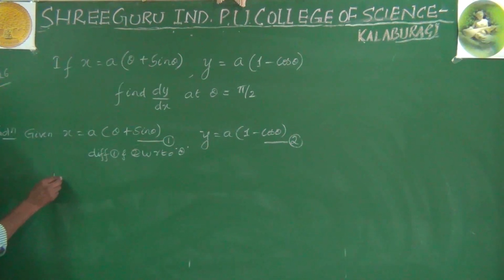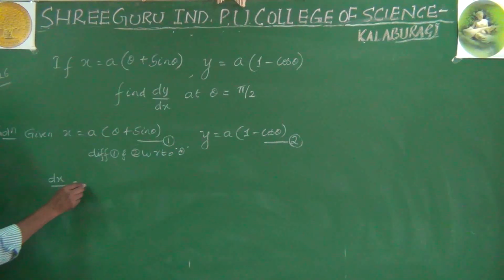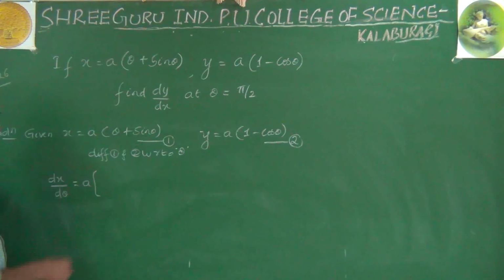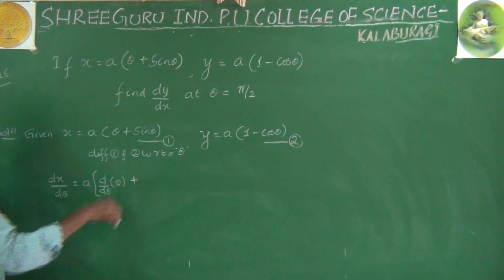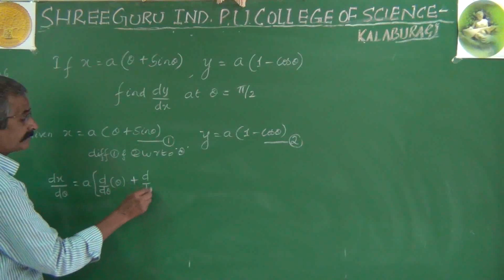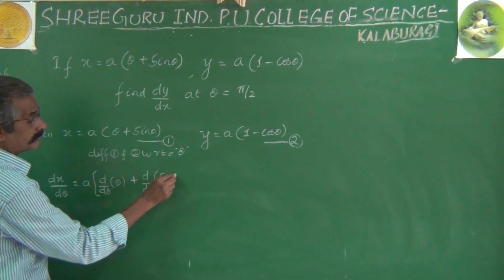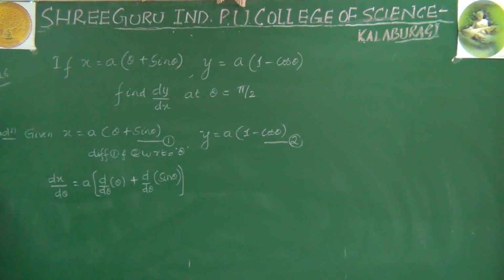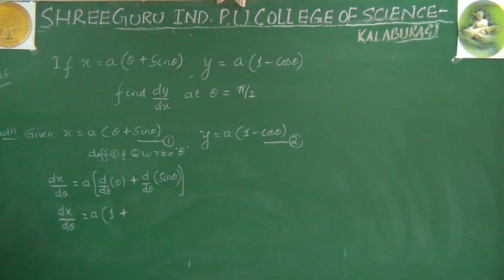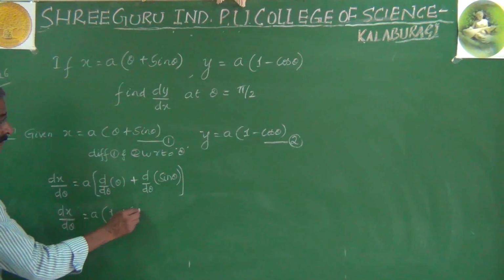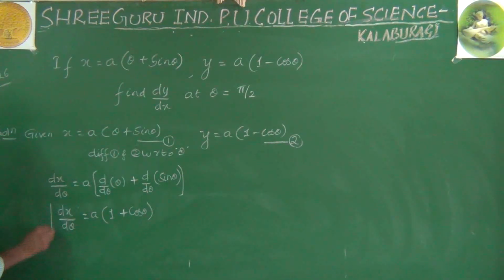Left side dx by d theta, right side a outside, because it is a multiplying constant, here by sum rule, first term differentiation of theta with respect to theta, plus second term differentiation of sin theta with respect to theta. Or dx by d theta equals a into bracket, differentiation of theta is 1, whereas differentiation of sin theta will be cos theta. Total 1 plus cos theta.